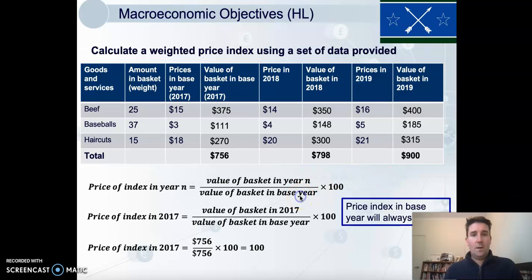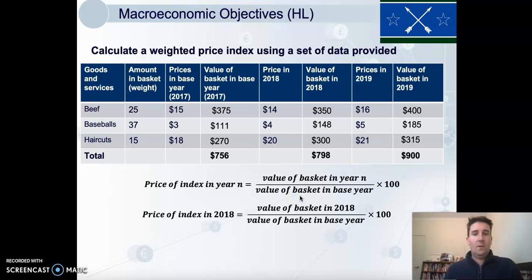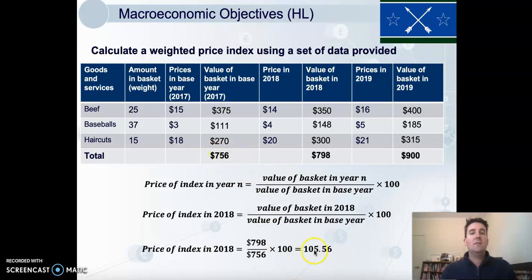All right. So for 2018, we see 798 here divided by 756, that's the base year, times 100 equals 105.56. Unless you are told otherwise, always round to two decimal places. You can get penalized for that in exams. We've talked about this before.